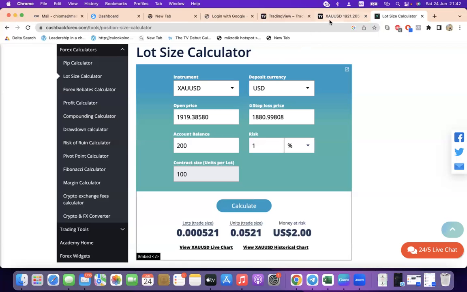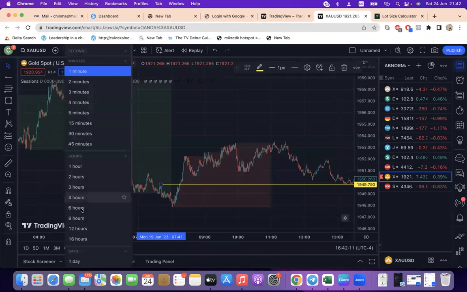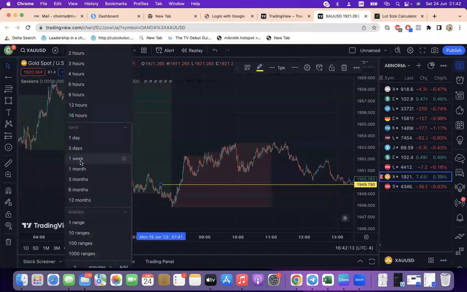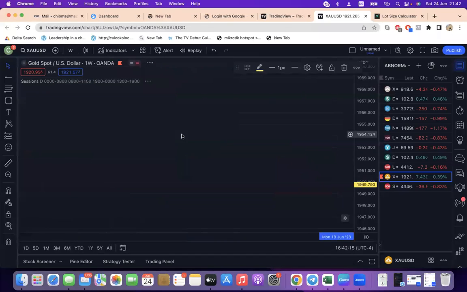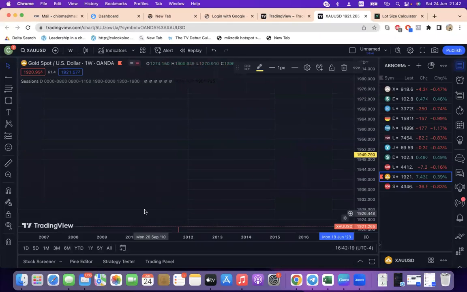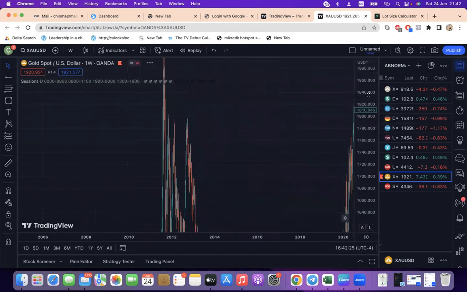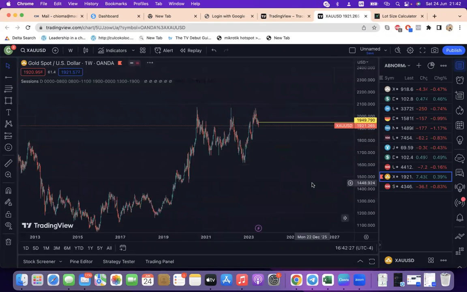So when you go to a higher time frame, you have to see what the market is doing. I like to do my top-down analysis, so I start from the weekly to see what gold is telling me. What is the overall trend? The overall trend is a sell right now. So this is the weekly. I start with the weekly to see what is happening.